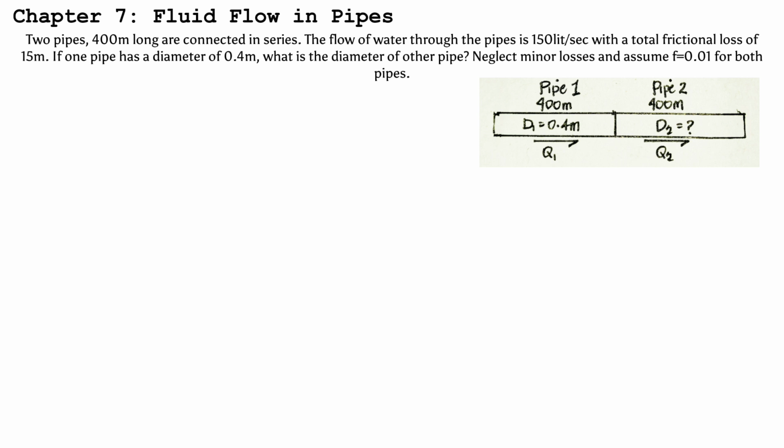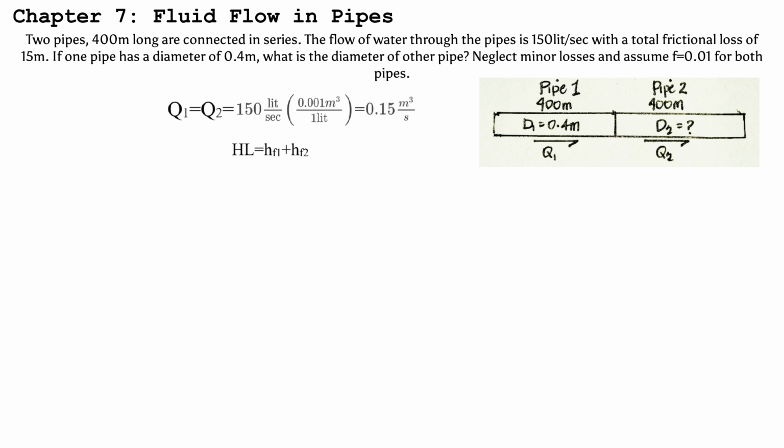Since it is a pipe connected in series, the volume flow rate of the two pipes is equal to 0.15 cubic meter per second, when converted from liter per second. The equation is given by: the total head loss is equal to the sum of the individual head losses.